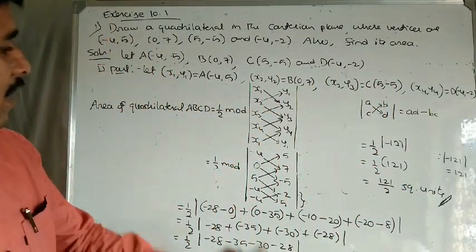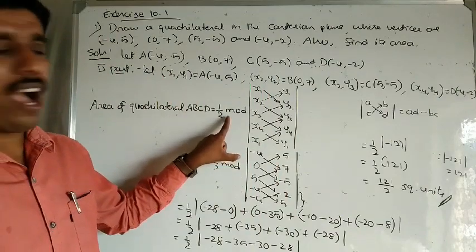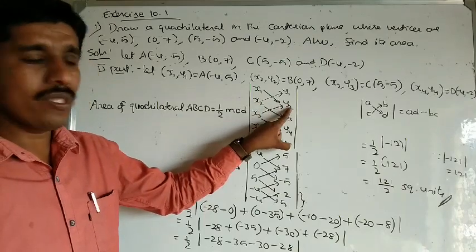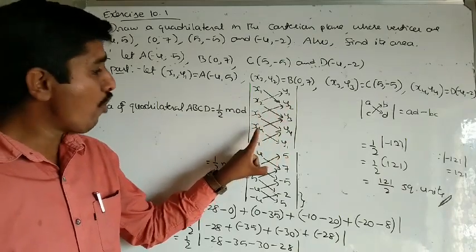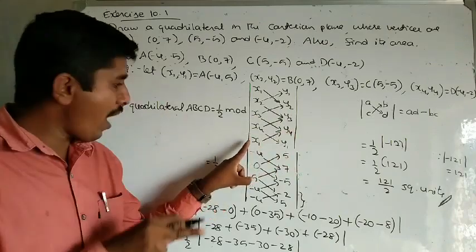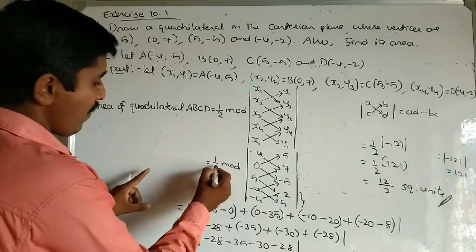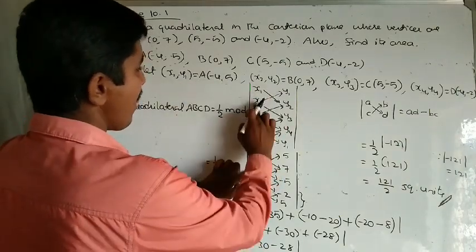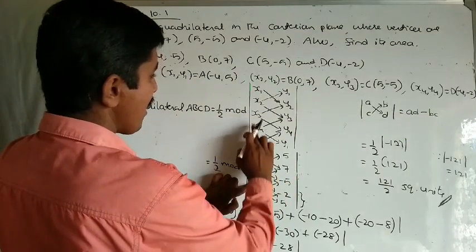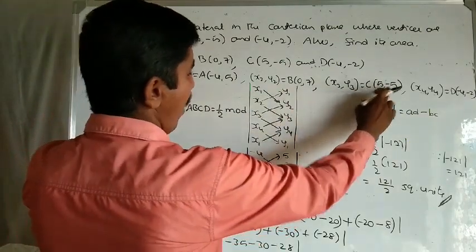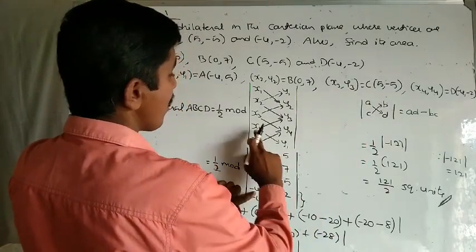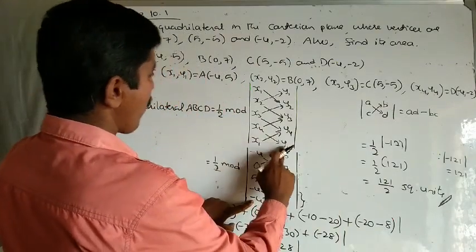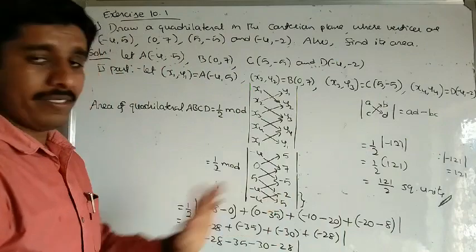Got it. Formula: area of quadrilateral ABCD equals half into modulus of first point coordinates x1, y1; second point coordinates x2, y2; third point coordinates x3, y3; fourth point coordinates x4, y4; again first point coordinates x1, y1. Half into modulus of, substitute the values: x1, y1 first point minus 4, 5; x2, y2 second point 0, 7; x3, y3 third point 5, minus 5; x4, y4 fourth point minus 4, minus 2; x1, y1 first point minus 4, 5.